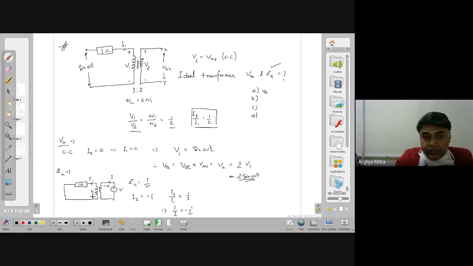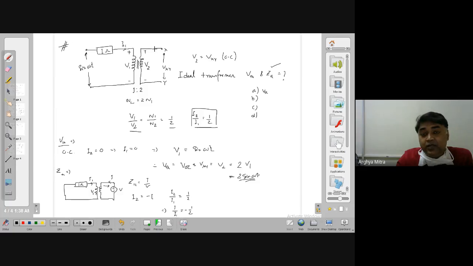Now this is V1. What is V2? There is no drop here, right? So my V2 is equal to V, because it is ideal. There is no leakage resistance. Though this 1 ohm is given here, maybe it can be considered as the cable resistance. It is not the transformer leakage resistance, because it is an ideal transformer.